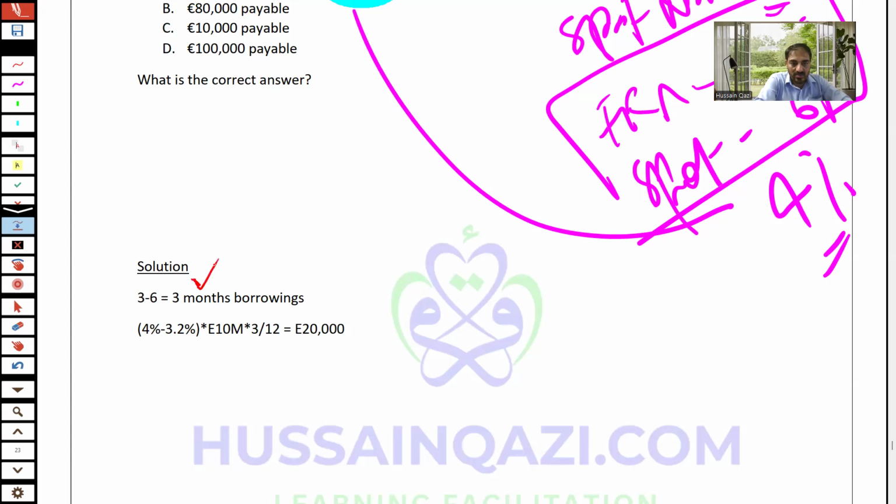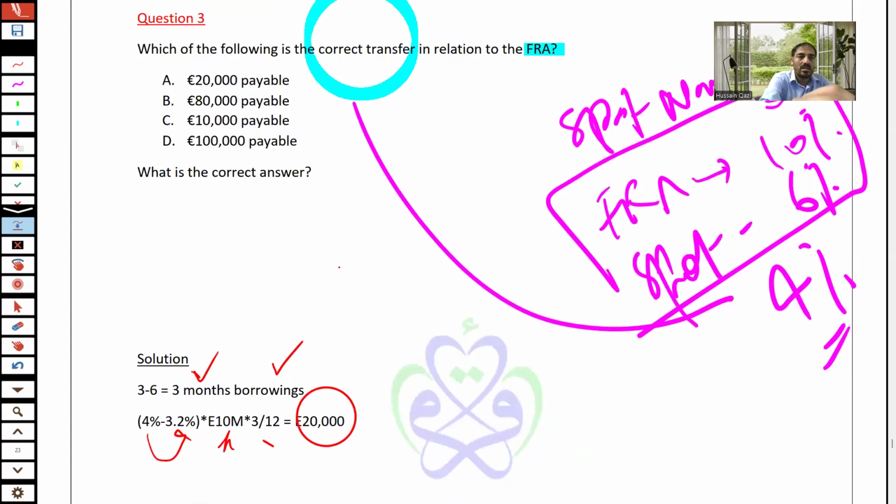3-6, 3 months borrowing, 4% minus 3.2%. That's what we need to compensate. 10 million multiplied by 3/12. You need to calculate by your calculator. The answer is A, 20,000 euro. So this is the way you have to work it out accordingly. That's a very good question.